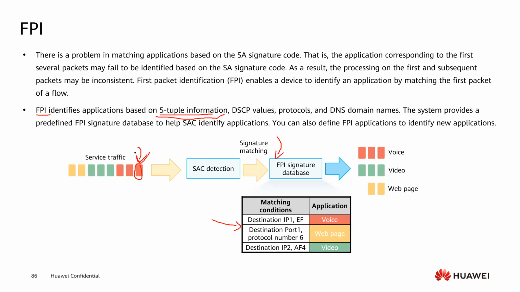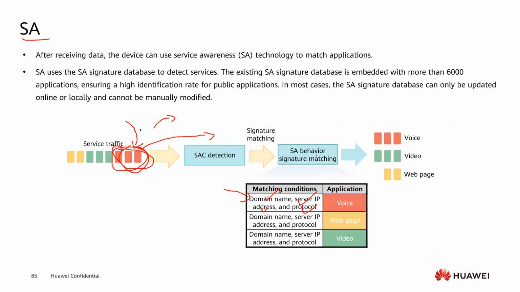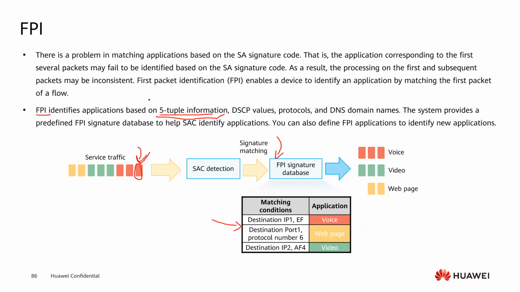But FPI has another advantage: some applications are private applications. For Huawei, there's no way to know the features of a private application. There's no way. So SA will not work, because it is only for well-known, public applications. But for some private applications, you need to use FPI to detect and define which traffic it is.